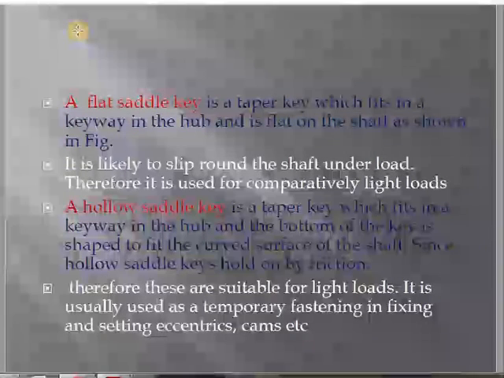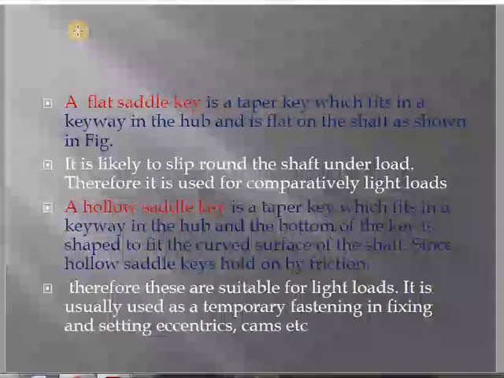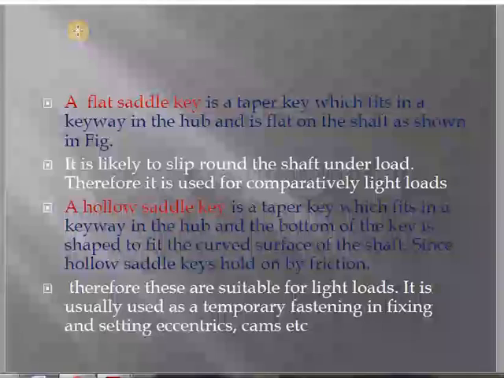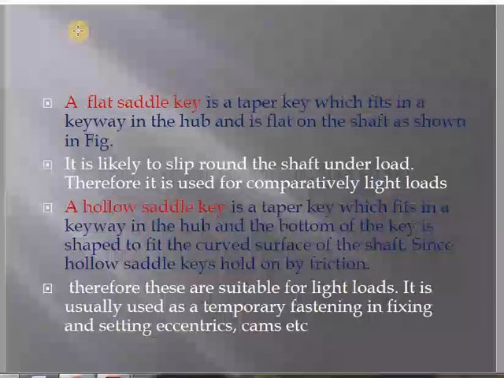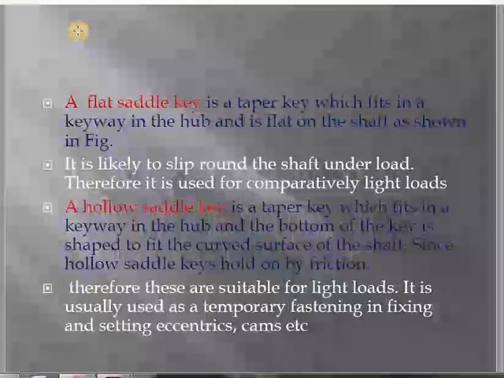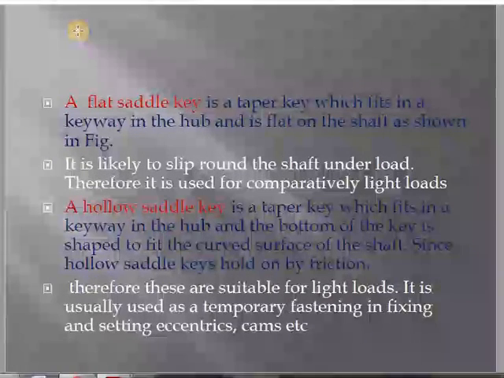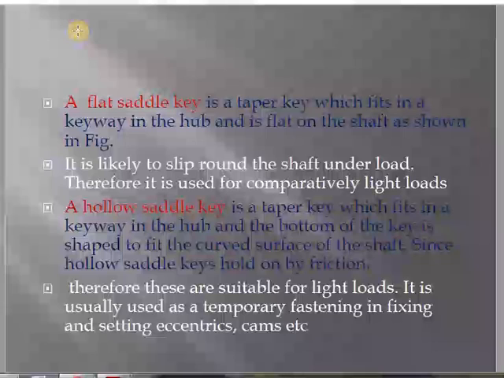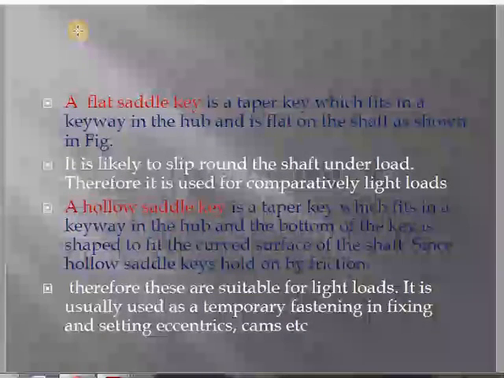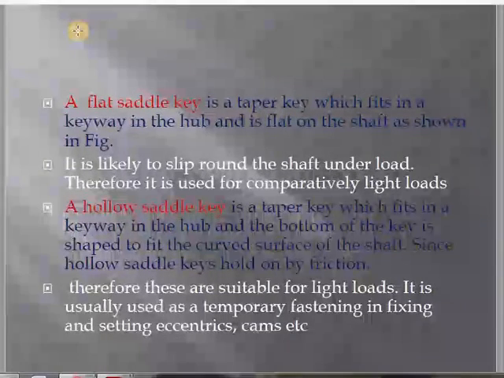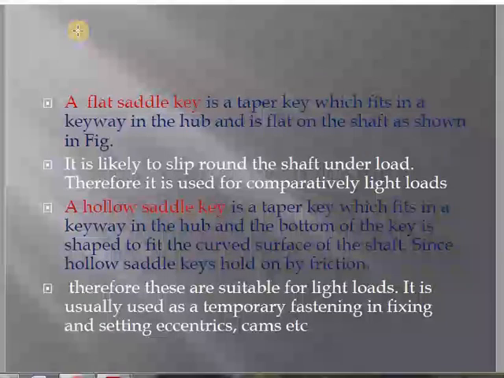A flat saddle key is a tapered key which fits in a keyway in the hub and is flat on the shaft as shown in the figure. So it is a flat surface on the shaft. It is likely to slip round the shaft under the load. Therefore, it is used for comparatively light loads.